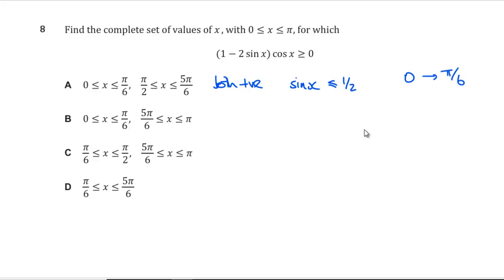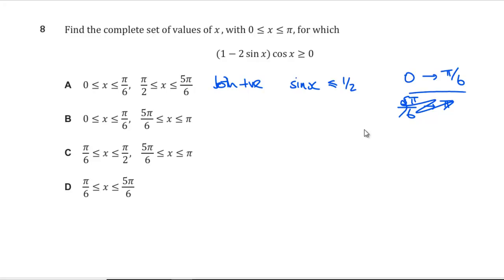Oh, I suppose we've got the other end, haven't we? We have got the other end. So 5 pi over 6 to pi, and we need cos x to be positive. All right, so that doesn't fit with this bit because we need it to be in that first quadrant for cos x to be positive.